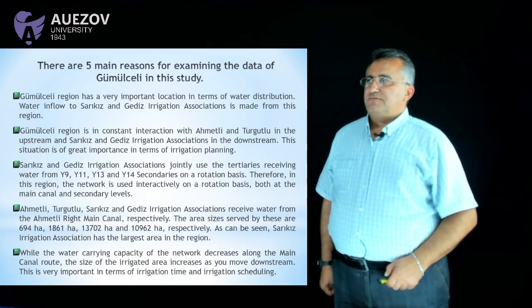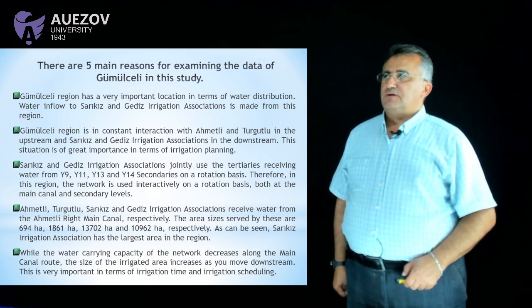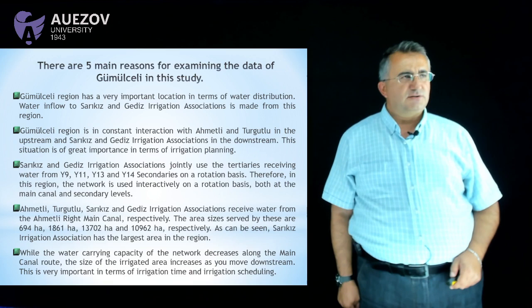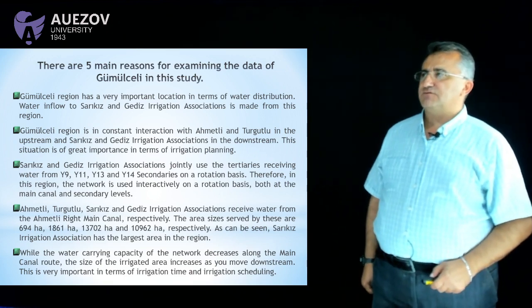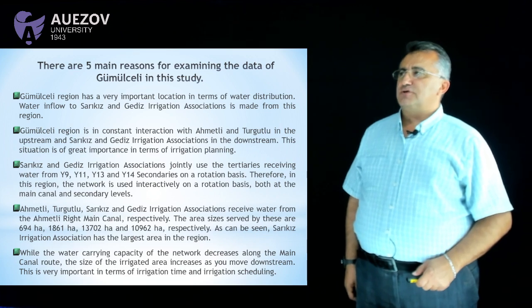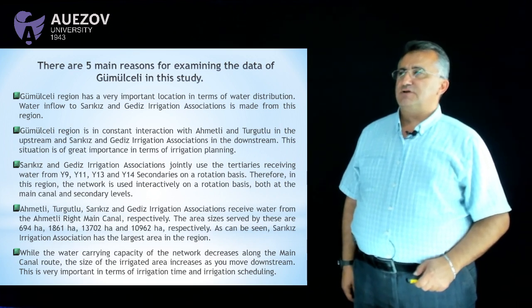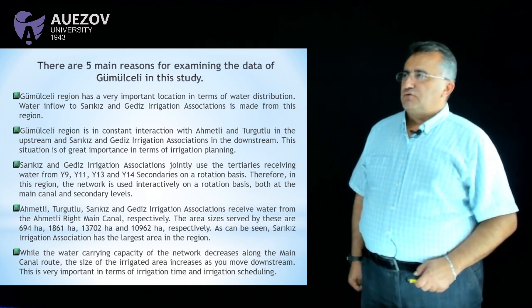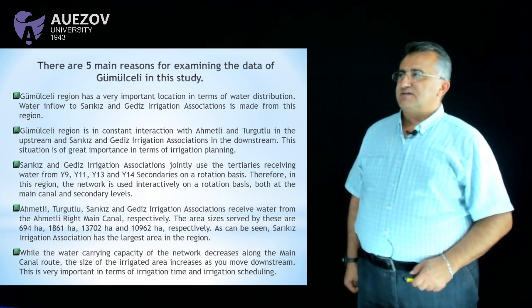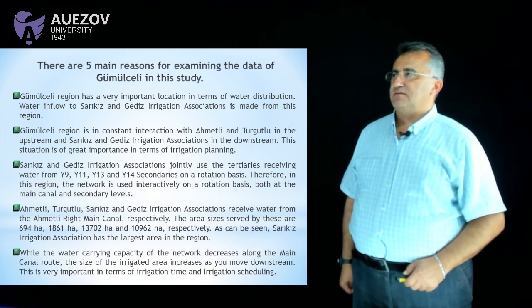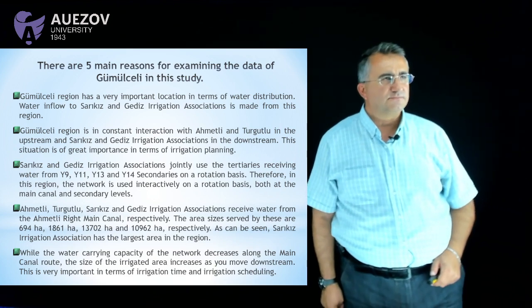There are 5 main reasons for examining the data of Gümülceli in this study. The first one is Gümülceli region has a very important location in terms of water distribution. Water inflow to Sarıkız and Gediz irrigation associations is made from this region.